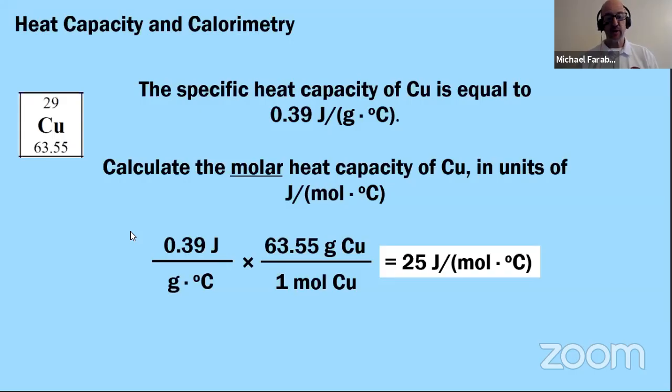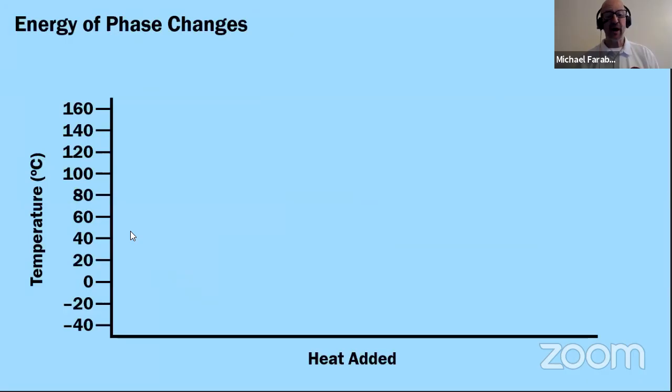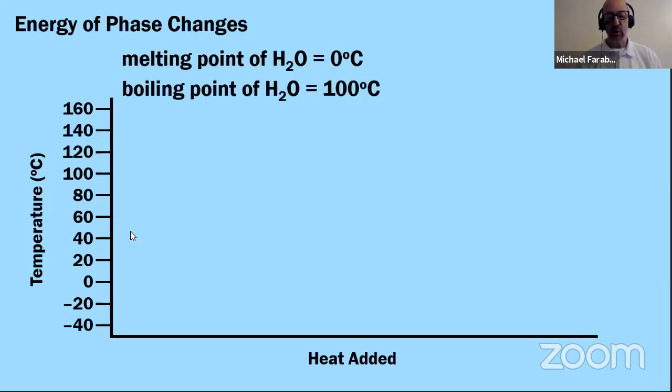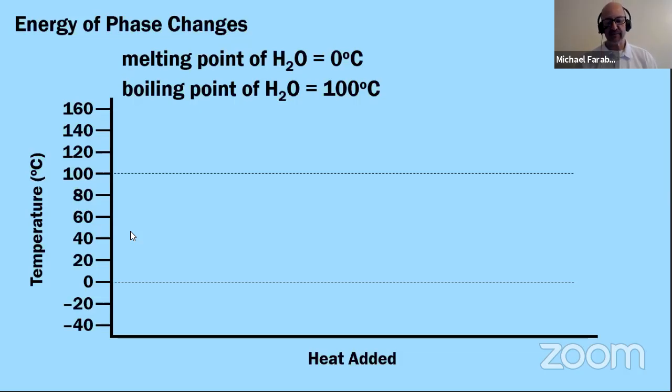Okay, next thing I'd like to talk to you about is the energy of phase changes. What I have here is a diagram involving heat on the x-axis and temperature on the y-axis. I want to focus on the phase change of water. I'm going to look at the melting point of water, which is at 0 degrees Celsius, and the boiling point of water, which is at 100 degrees Celsius. So I have drawn horizontal lines on the diagram indicating the melting and the boiling point of water.